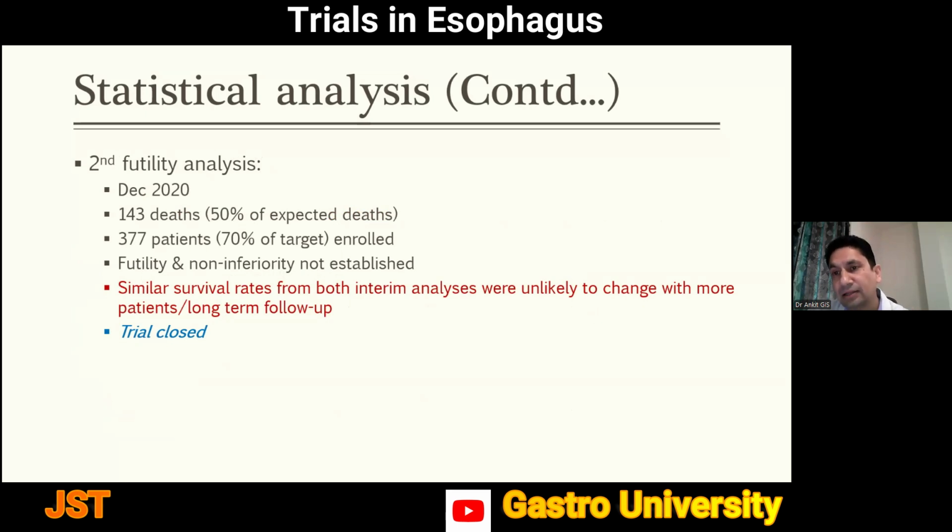So after the third revision, they had set out to enroll around 540 patients; however, they could only enroll 377 patients. And they could not establish futility or non-inferiority. The analysis of the data presented at that particular point in time showed similar survival rates from both interim analyses, and these rates were unlikely to change if the trial was continued or a long-term follow-up was done. Hence, considering all these factors, the trial was closed prematurely.